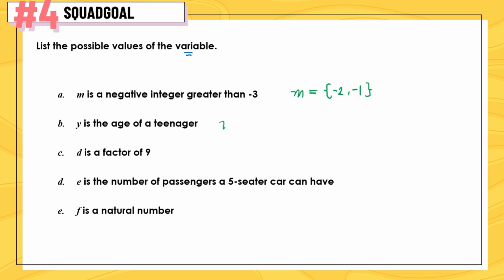Next, let's have Y. Y is the age of a teenager. So what is the age of a teenager? Is it only 13? No, marami yan, no? So you're considered teenager if you're aged 13, 14, 15, 16, 17, 18, and 19. Teen ka pa rin yan, okay? Kapag 20, adult na. So these are the possible values for this variable. Again, kindly pause this video to answer C, D, and E.